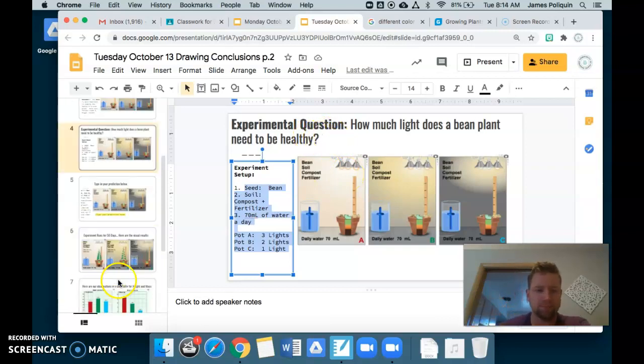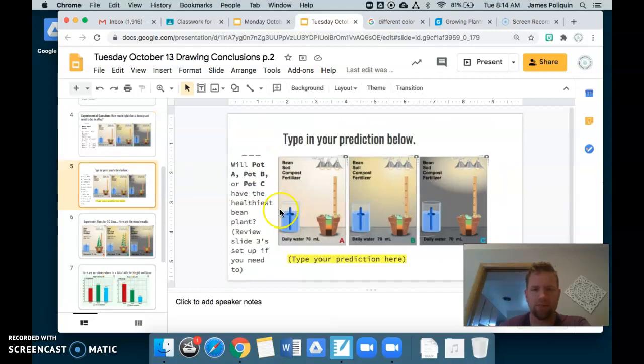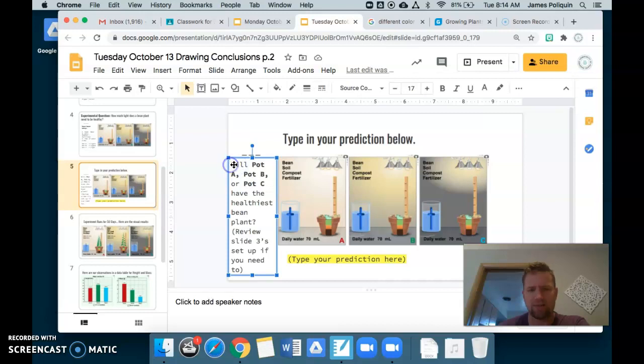All right. Type in your prediction below. I wrote it off to the side just for space. In your prediction, will pot A, pot B, or pot C have the healthiest bean plant? And if you need to, you can go back and review slide 3 for our setup.